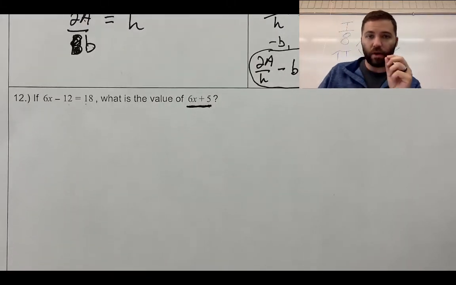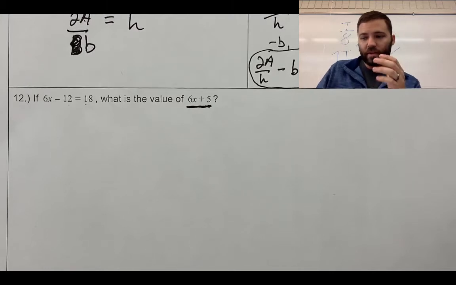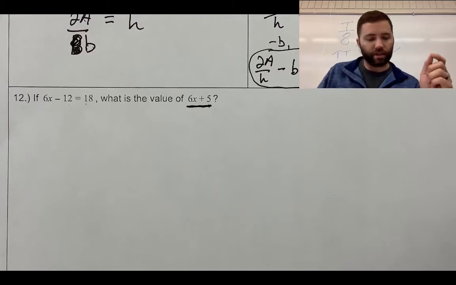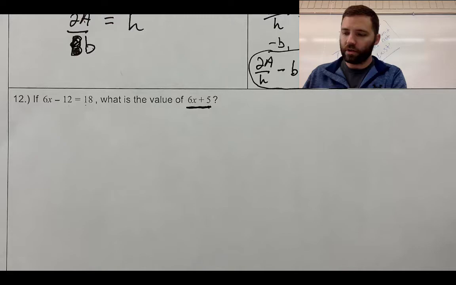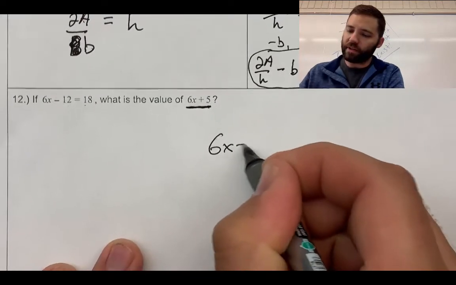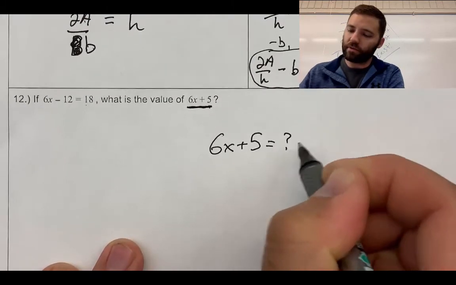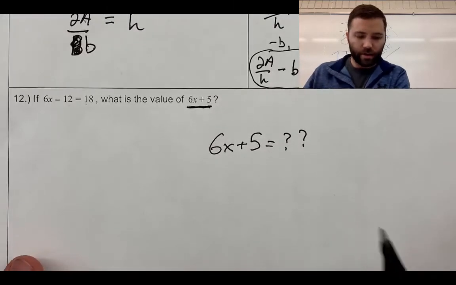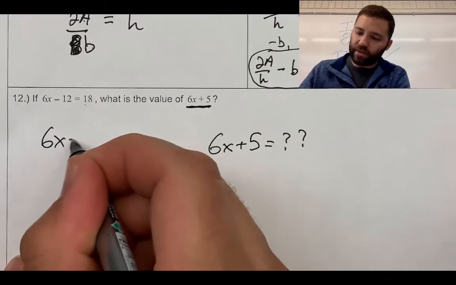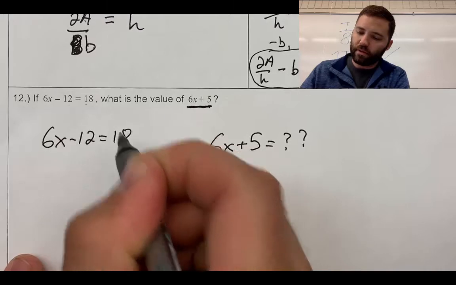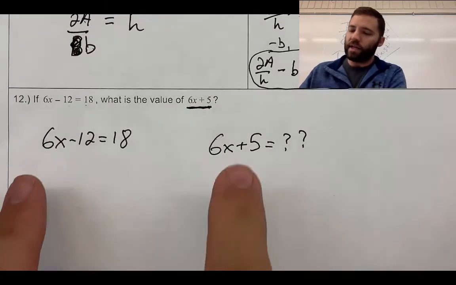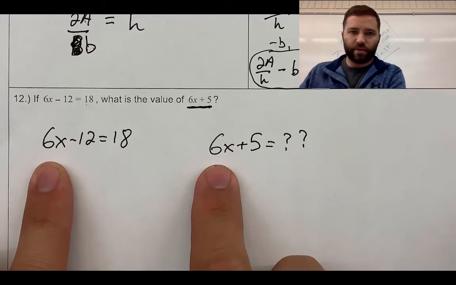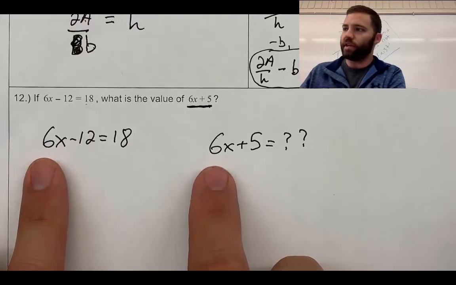Okay. And the way we're going to think about this is we're going to really lean hard on this concept of equality. Okay, let me show you what I mean by that. So here's what we want to know. We want to know what 6x plus 5 is equal to. All right. I know this. I know that 6x minus 12 is 18. And I also notice that there's a 6x in each one of these expressions. So there's a 6x over here and over here.